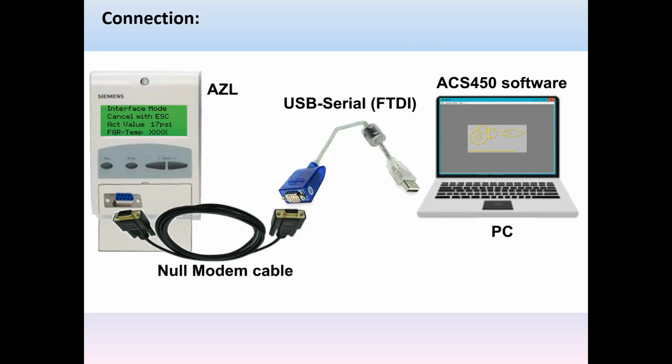The way you connect up to the LMV is through the AZL. Flip down that trapdoor on the front of the AZL display. You're going to find a DB9 female connector there. Connect your null modem cable to that. Take the other end of your null modem cable, go to the USB serial FTDI converter. The FTDI converter then goes to your PC through the USB port, and your PC is loaded with the ACS 450 software.